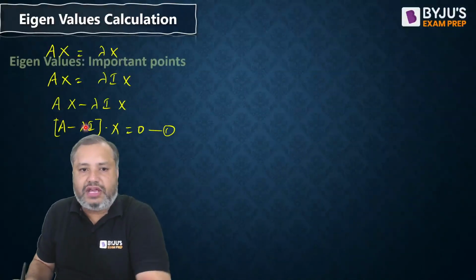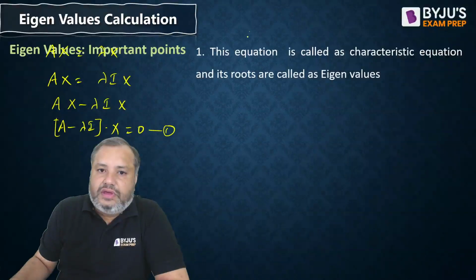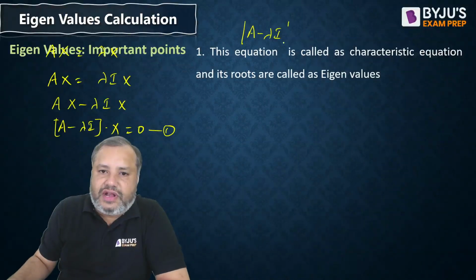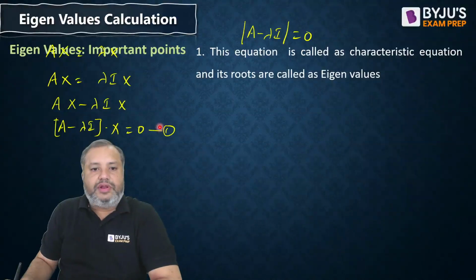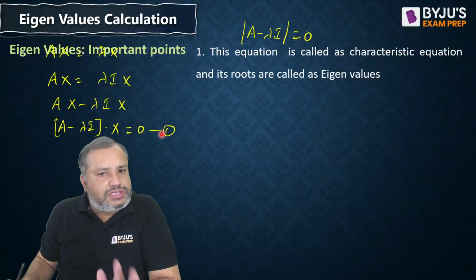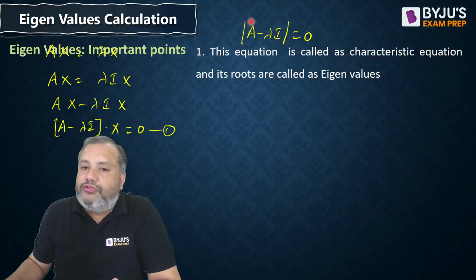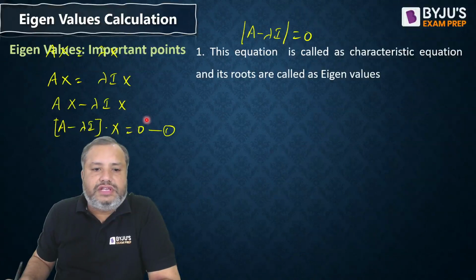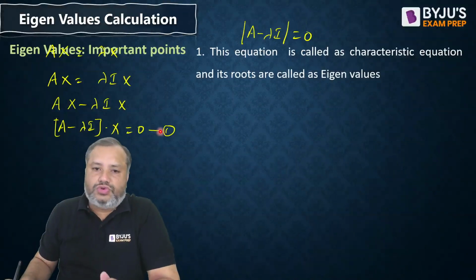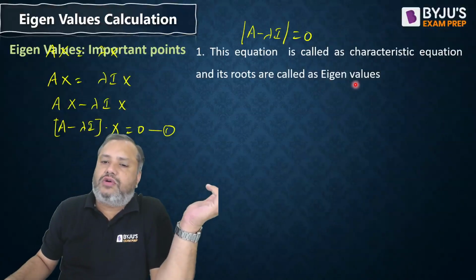So I will write an equation here. That A minus lambda I, this is the coefficient matrix. If its determinant is 0, then this system represented by equation 1 will be having non-trivial solution. So this is the condition for non-trivial solution of this homogeneous system. So students, this equation is called the characteristic equation, and its roots are called eigenvalues.